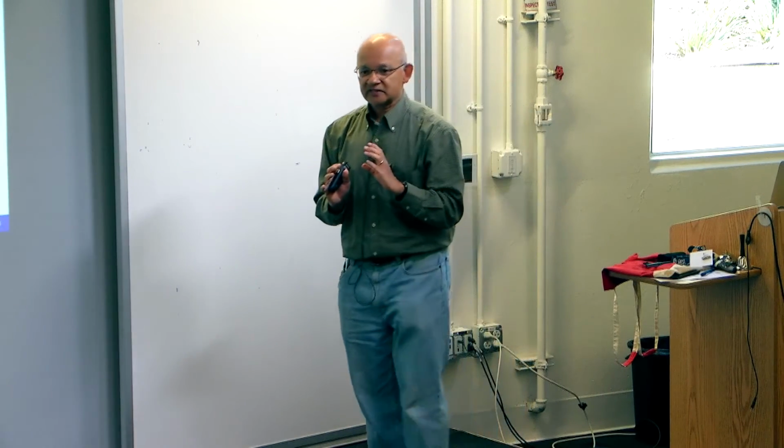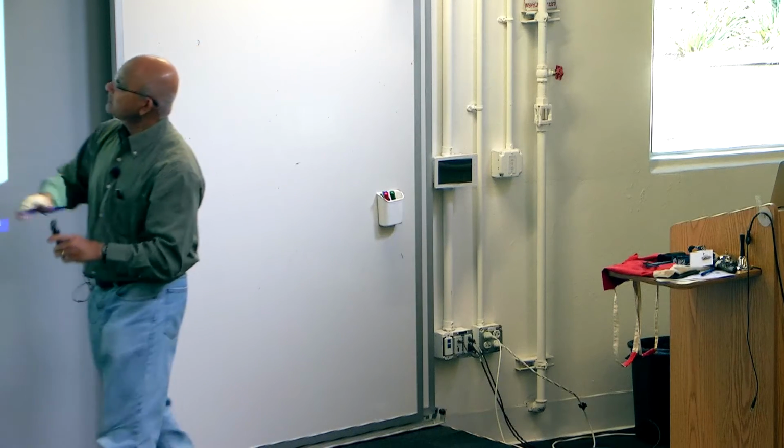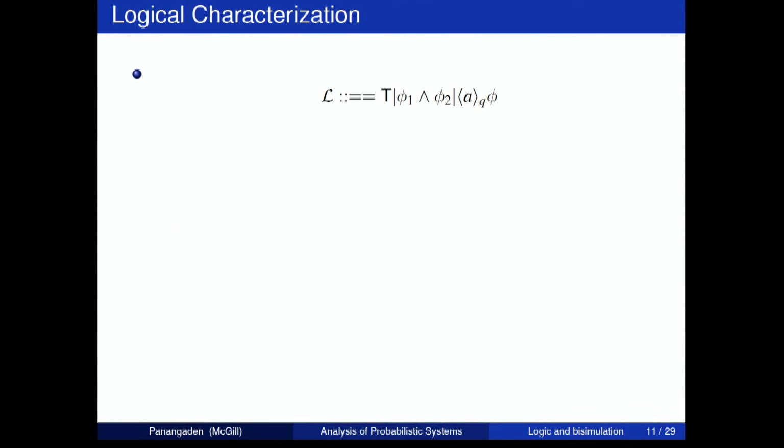For example, a formula that said, this system cannot do an A action at this stage. Okay, so you will notice this logic, which I still haven't explained, has just the atom true, binary conjunction, and this modal operator, which I will explain in a minute. Intuitively, it means a system or a state that satisfies this formula can do, with probability strictly greater than q, an A transition and wind up in a state that satisfies phi. Okay, so it's a standard one-step modality that you would expect for this kind of transition system.